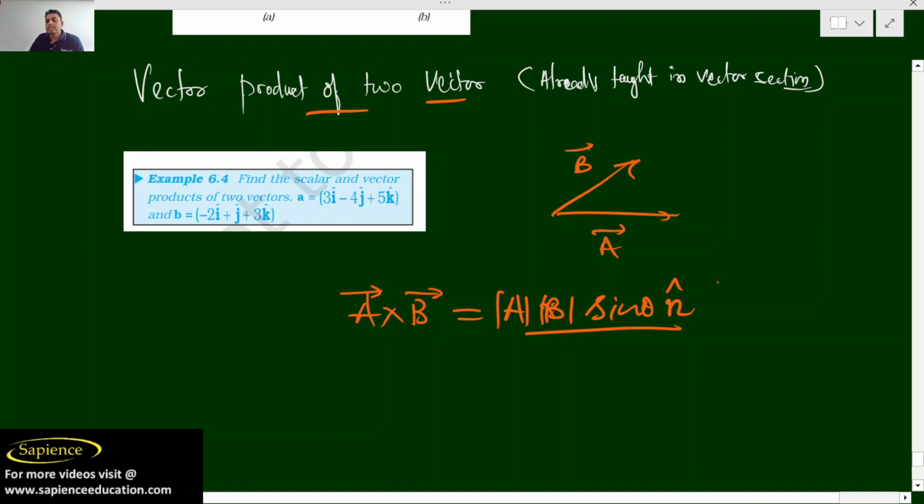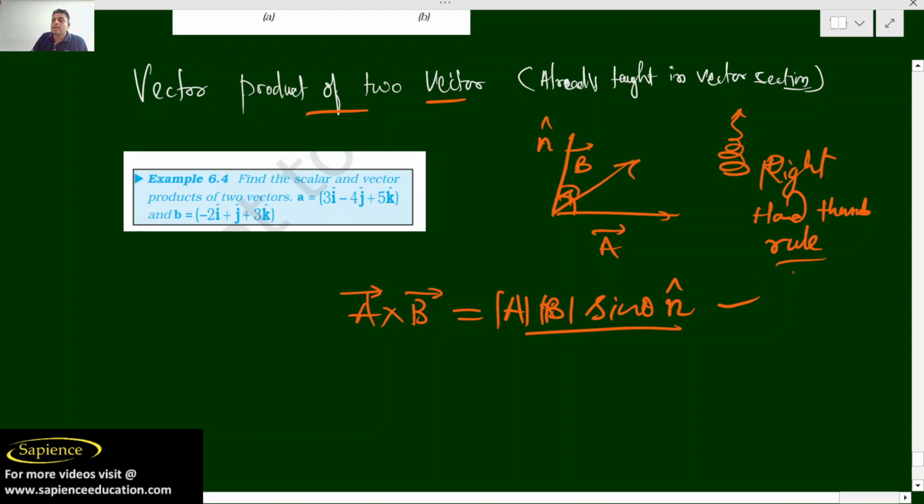The main thing is, what is the direction of n cap? n cap will always remain perpendicular to A cross B. So see here, suppose this is your n cap. n is perpendicular to the A vector as well as the B vector, and the direction is given by the right hand thumb rule. If you place all the fingers toward A and curl toward B, then the thumb will give the direction of the vector.